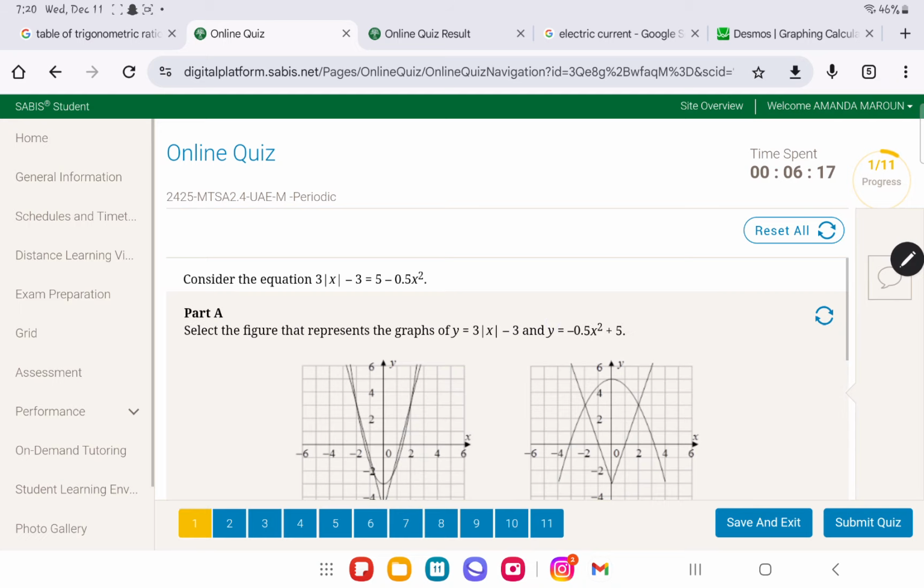So select the figure that represents the graph of y equals this. What we're going to do is analyze each graph. The first graph is an absolute value graph, and we know that the absolute value graph looks like this.